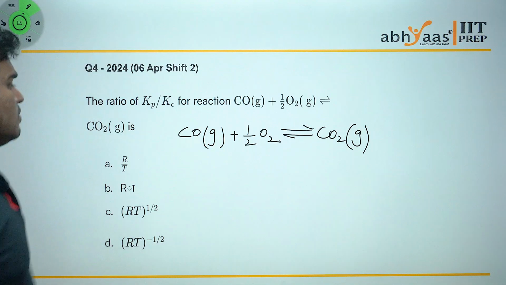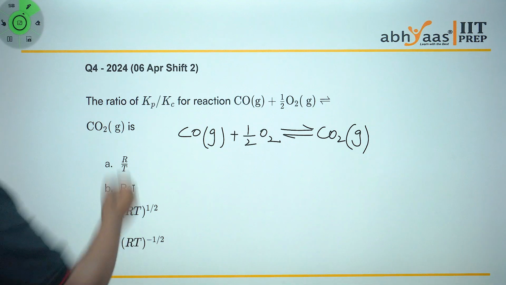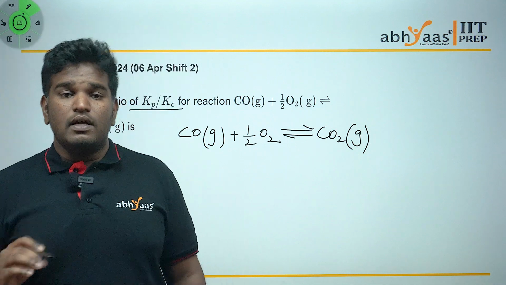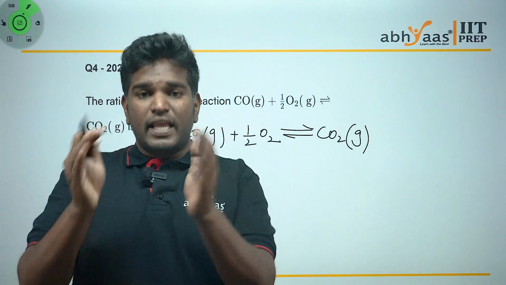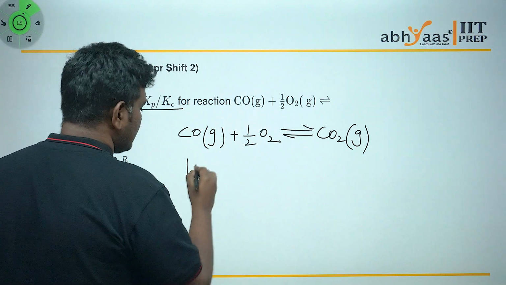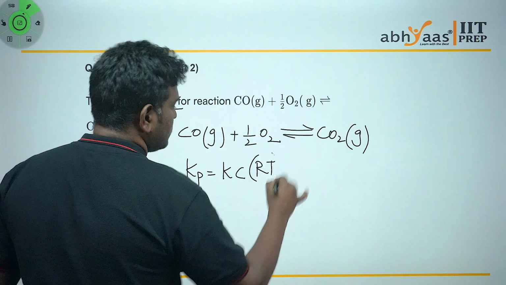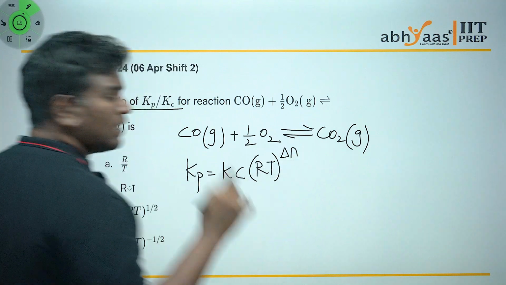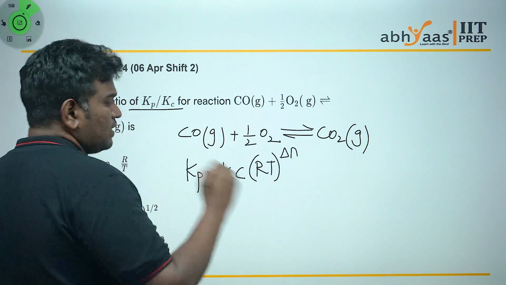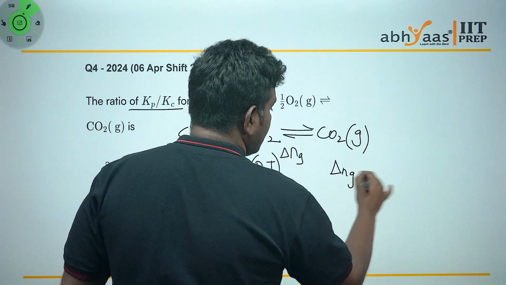Now we know a relation between Kp and Kc, right? What is the question? The ratio of Kp by Kc. That means they want us to make a relationship between Kp and Kc. So what is that relation? We know that Kp is equal to Kc into RT raised to delta N. Kp is equal to Kc into RT raised to delta N. Now you see here, what is the delta Ng value?